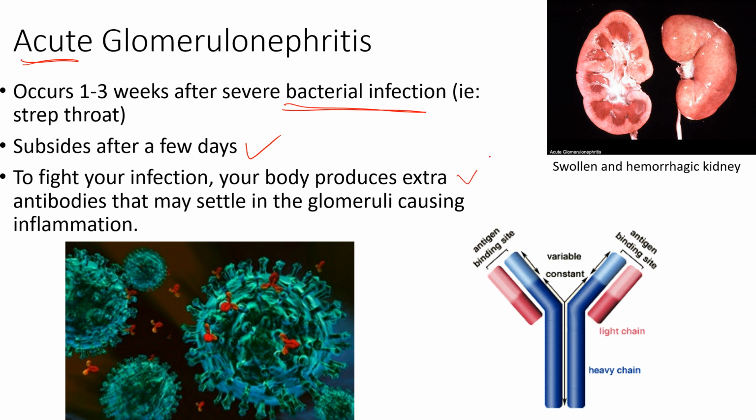Your body's going to produce extra antibodies that are going to settle in the glomerulus, causing inflammation. So in response to your initial bacterial infection, your body's going to do what it normally does with a bacterial infection. It's going to generate antibodies, where they're going to kind of get clogged up there in the glomerulus of the kidney, causing inflammation to occur. So you've got your swollen kidney here on the left, and then the normal kidney there on the right.